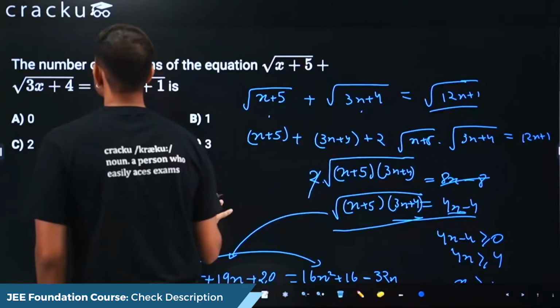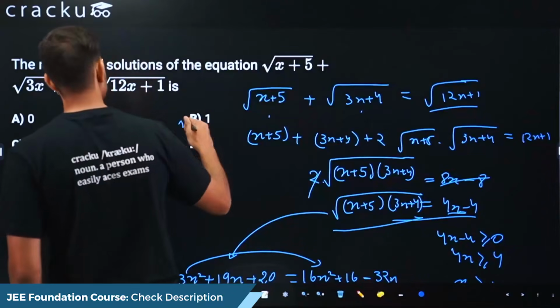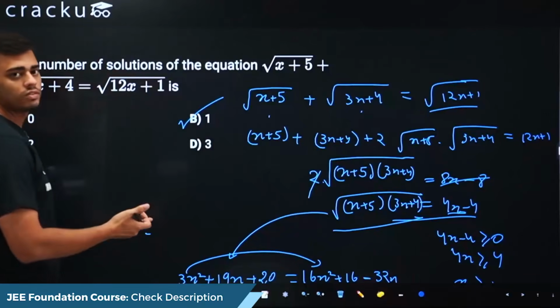And we are asked to calculate the number of solutions. There is only one solution. So the correct answer will be option B.